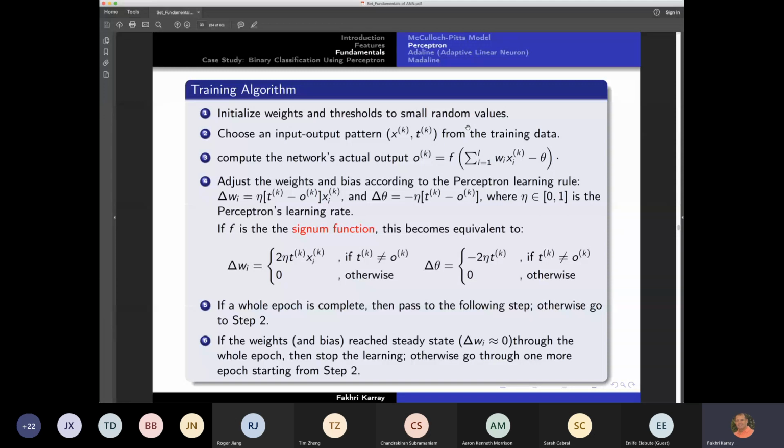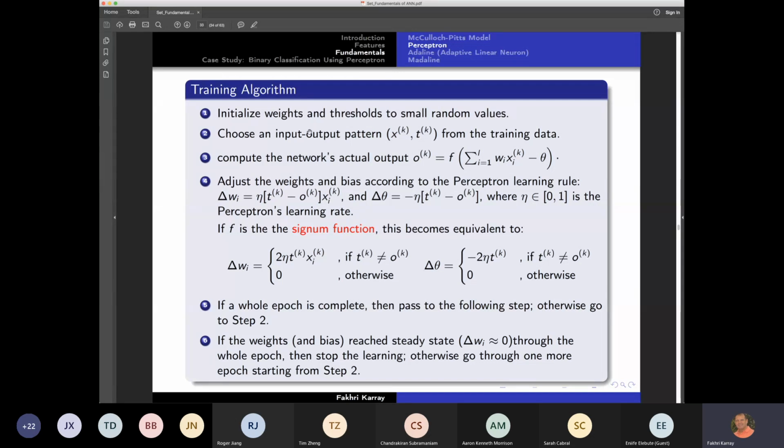So we don't know what these values are, but you give small random values from the start, and then choose an input-output pattern. So you choose the kth input-output pattern. Most of the time, the input pattern in the perceptron, x, is a vector and t is a scalar. Why is it a scalar? Because t could be either 0 or 1 in the case of the step function as the activation, or it could be -1 or +1 if we are utilizing the signum function.